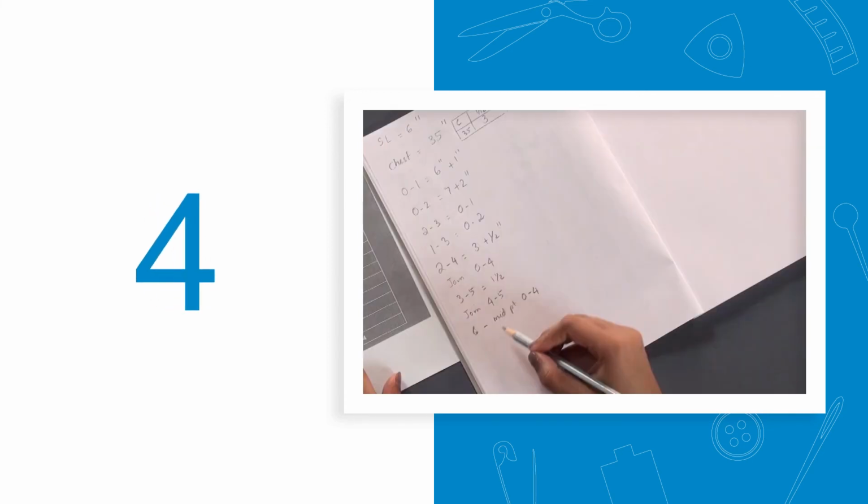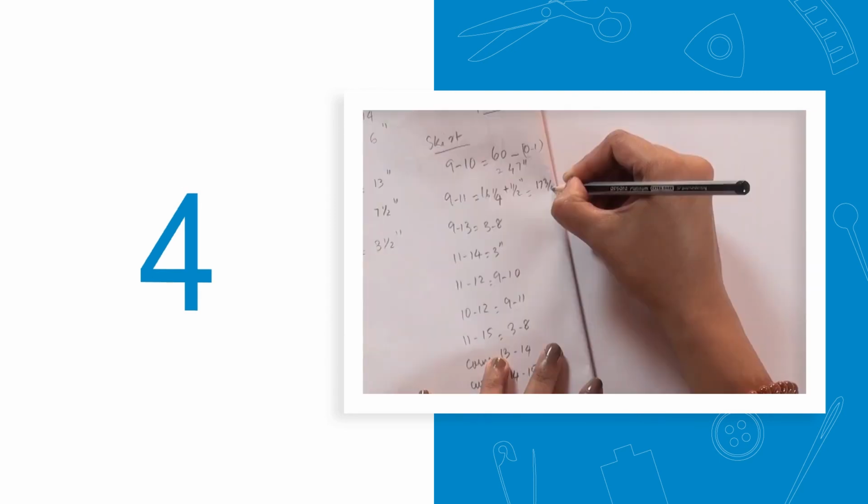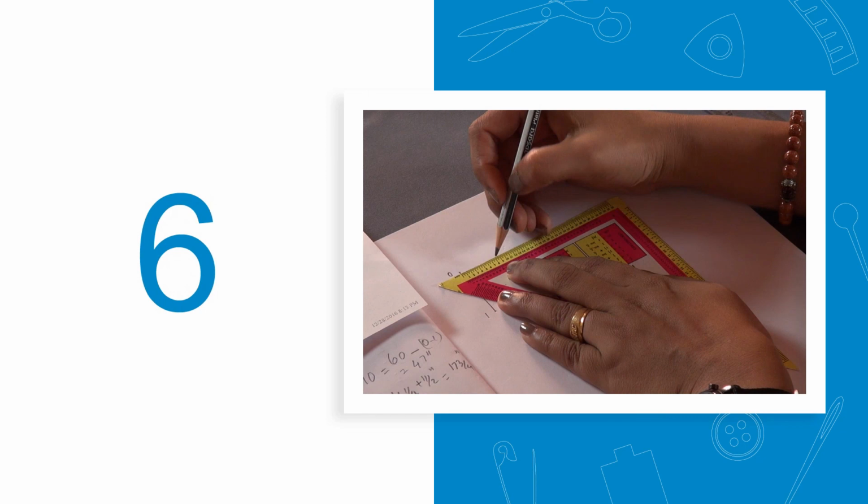Step 4. Copy the drafting instructions in your notebook by substituting the values found out from the fraction table instead of fractions of body measurements. Step 5. Add or subtract the numbers if any. Step 6. Construct pattern in your notebook with the help of a triangular scale.